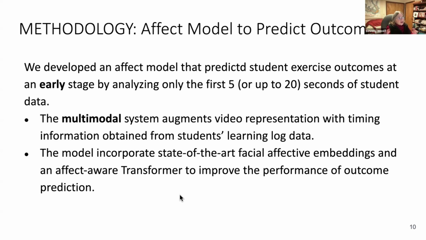Were they going to solve it? Were they going to ask for a hint? Were they going to guess? Were they going to not read it and just fly by it? And this is how we do it.